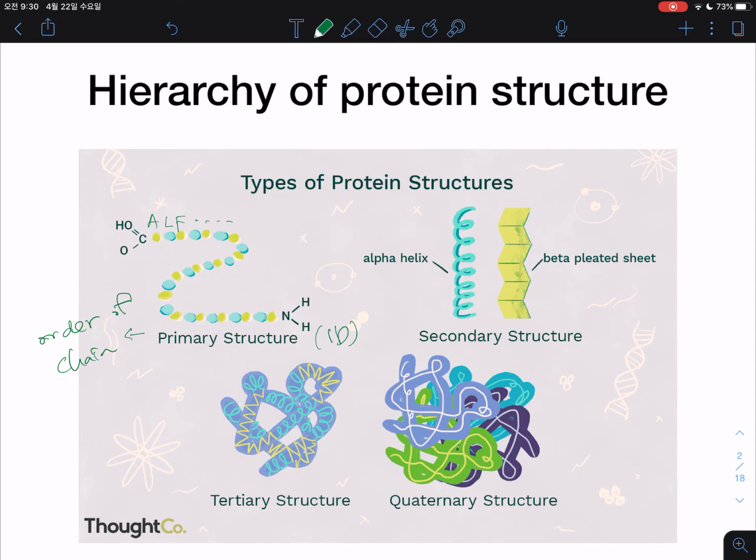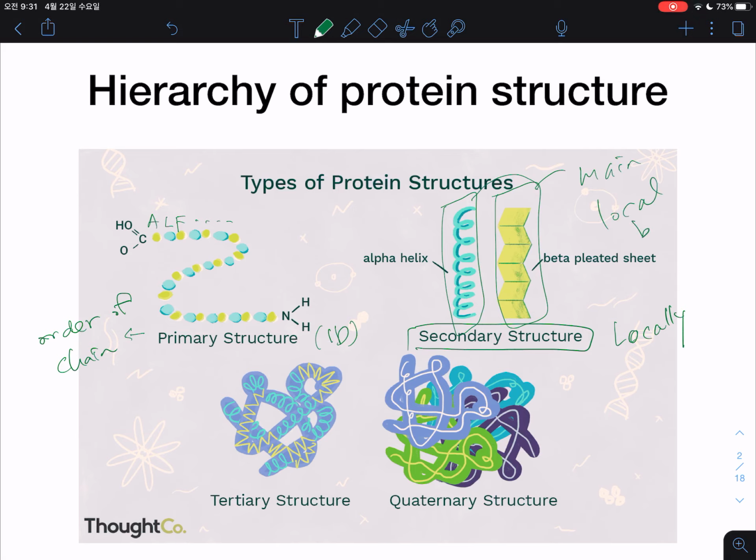And after that, there is a structure called secondary structure. Secondary structure means that locally there are many repeating structures in a protein's 3D structure. For example, the substructures called alpha helix and beta sheets are frequently observed in protein structures. These two are the main local building blocks of protein structures.